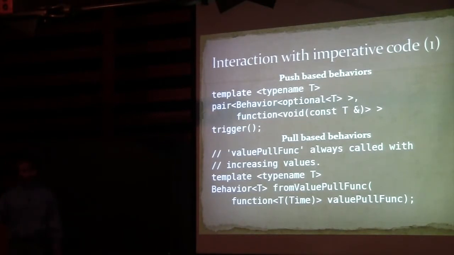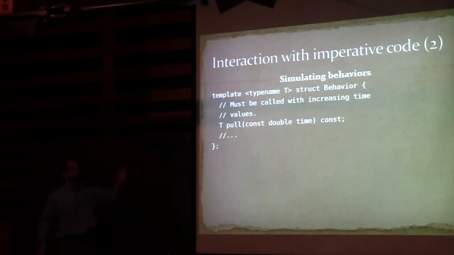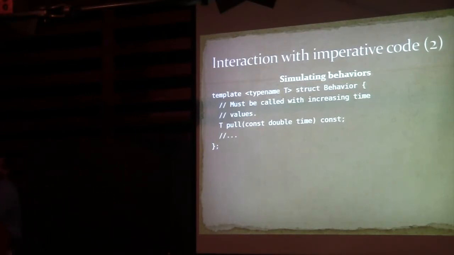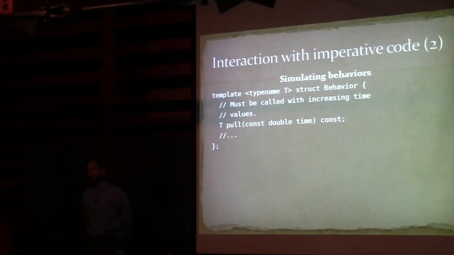All right, so let's look at how we would pull a value out of our behavior. So we have our struct behavior, and our pull function is kind of weird because it has this precondition on it, which means that you can only call it with increasing values of time. If you call it with time t equals 1 and then call it with time t equals 0.5, you break the precondition.